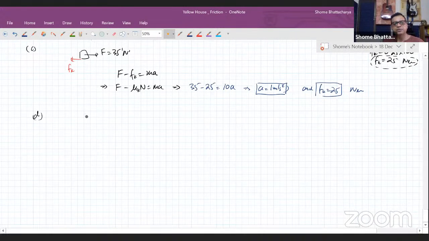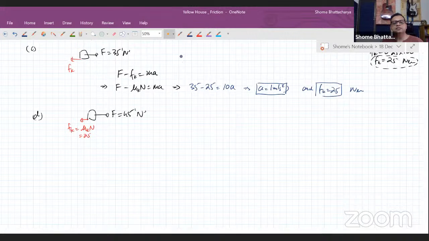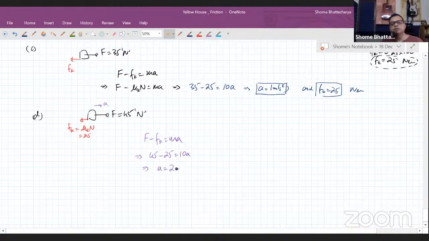So that's why in the D part, when I increase this force to 45 Newtons instead of 35 Newtons, it doesn't make any difference to kinetic friction. The kinetic friction acting will still be the same amount, mu k into n, so it will be 25 Newtons. But the acceleration will change, of course, because the net force is changing. So F minus kinetic friction is ma. This time, 45 minus 25 is 10a, so the acceleration increases to 2 meters per second square. Yes, that's correct.